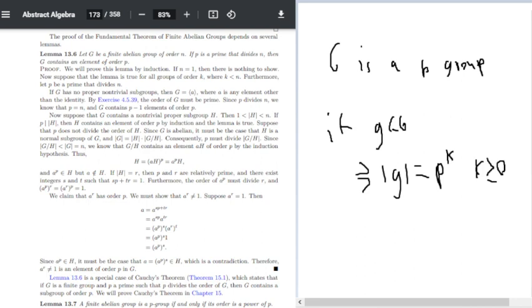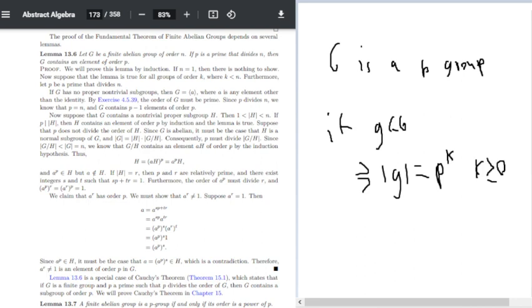Then 1 is less than the order of H, which is less than n. If p divides the order of H, then H contains an element of order p by induction, and the lemma is true. Suppose that p does not divide the order of H. Since G is abelian, H is a normal subgroup of G, and the order of G is equal to the order of H times the order of G/H. Consequently, p must divide the order of G/H. Since the order of G/H is less than n, we know that G/H contains an element aH of order p by the inductive hypothesis. Thus, H = (aH)^p = a^p H, and a^p is in H, but a is not in H.